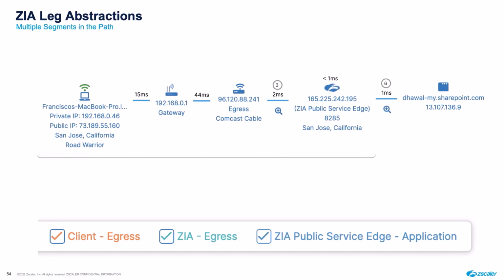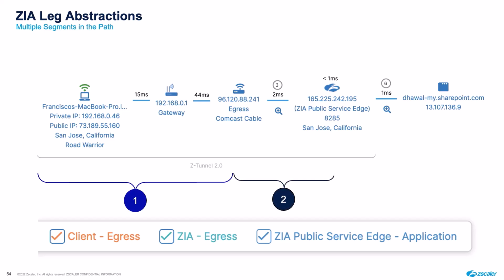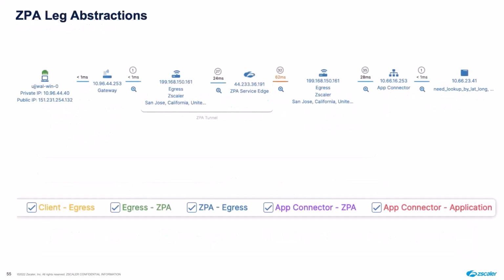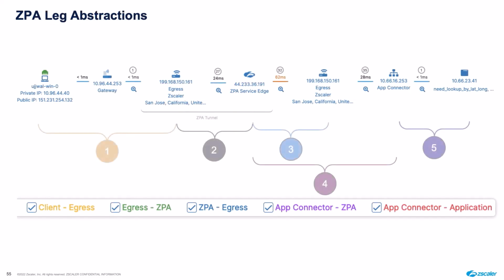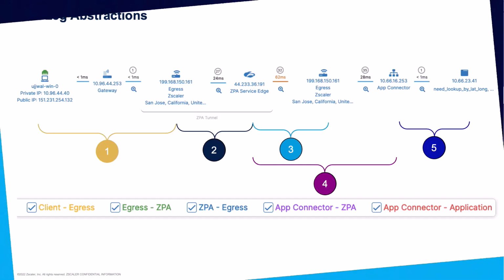When you see these cloud paths in the ZDX UI, these cloud paths are further segmented into different legs. In this case for ZIA, where the application is being accessed via ZIA, we have 3 different legs. The first one is from client to egress, another one is from egress to ZIA, and then the last one is ZIA public service edge to the application. Similarly, for ZPA we have different leg abstractions too. Client to egress, egress to ZPA, ZPA to egress. Egress is basically the next hop from where you are exiting out onto the internet. Then App Connector to ZPA, and then App Connector to the destination application.